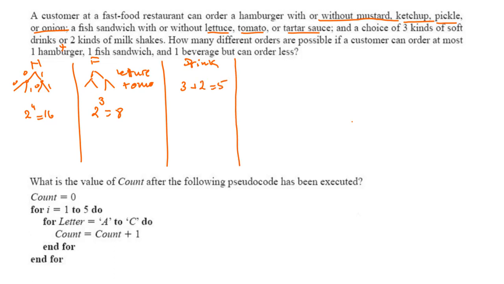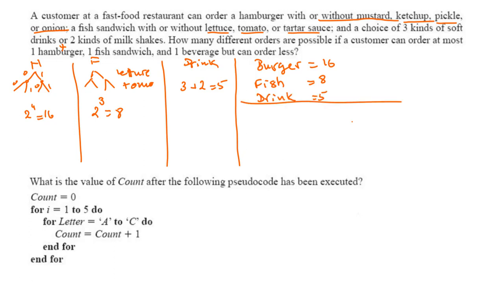It says how many different orders are possible if a customer can order at most 1 burger, 1 fish, and 1 beverage, but cannot order less. So a person can order a burger, which we have 16 choices. He can order a fish by itself, 8 choices of that, and he can order a drink, 5 choices.